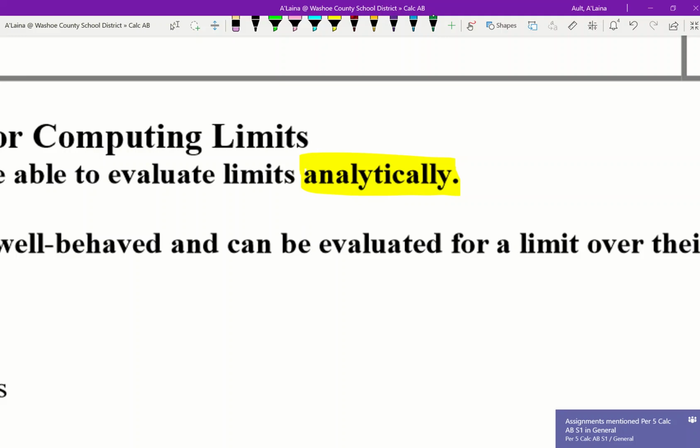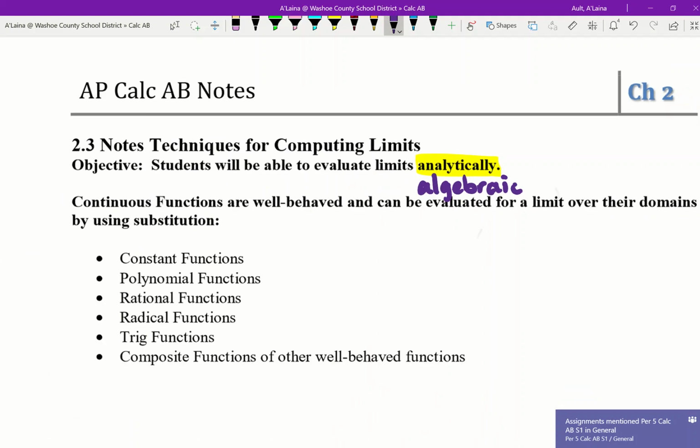Wow, that pen did awesome. Let me retry a different one, which is also doing great. But really, this is an algebraic approach primarily.